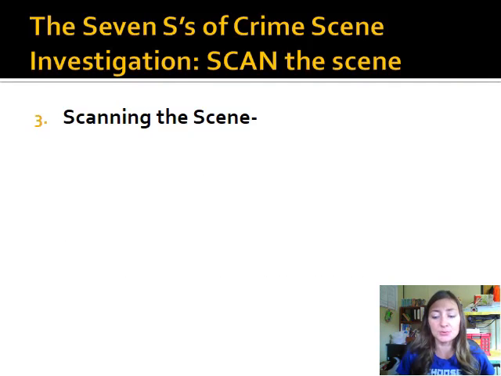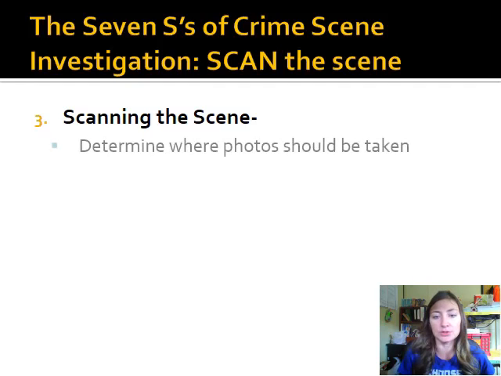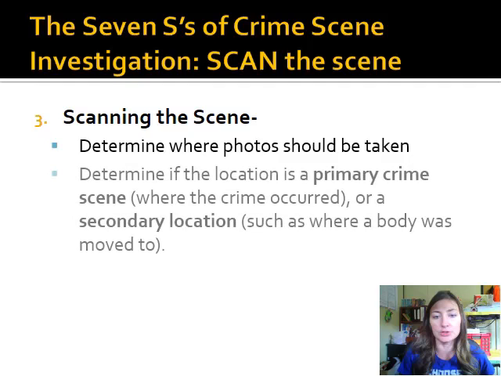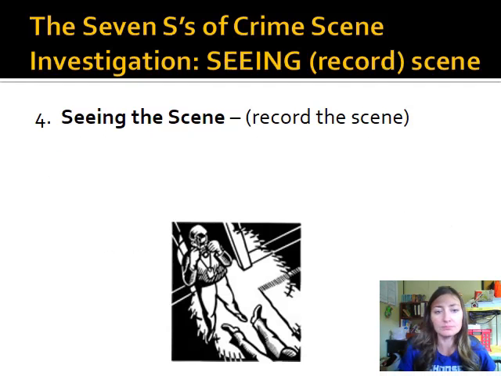Your third S is to scan the scene. This is a determination of where photos should be taken, and you need to also determine if this location is a primary crime scene where the crime actually occurred, or a secondary location such as where a body was moved to.